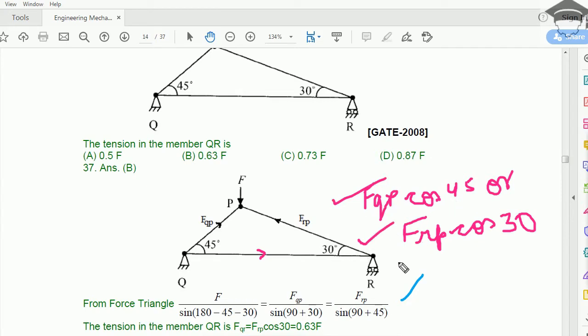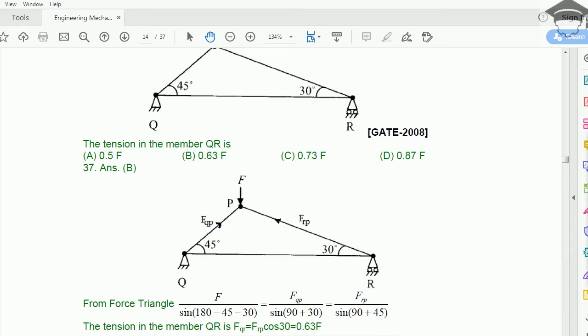It's the same, right? If you take force balancing at this point, it would be the same thing. So FQP cos 45, or FRP cos 30, it would be the same thing. The answer will be 0.63 F. You can verify, it will be the same 0.63 F. So this is one approach: you can see whether the force triangle method can be applied or not, and then only you proceed.